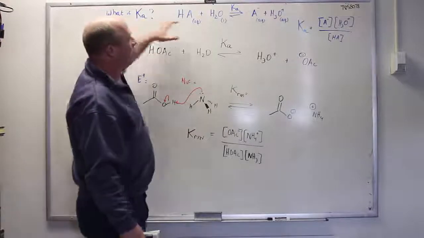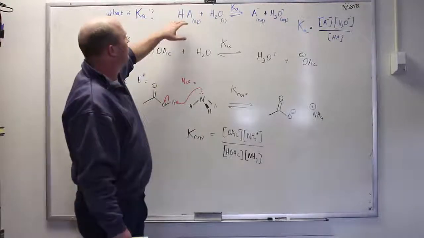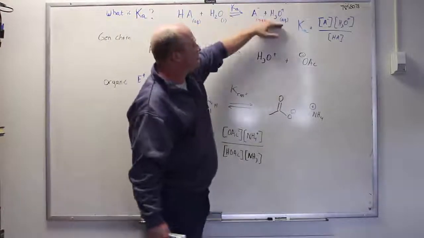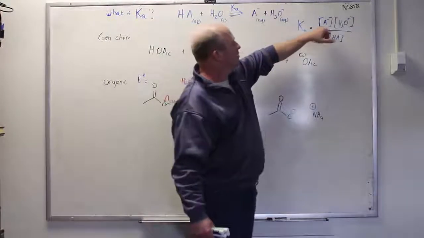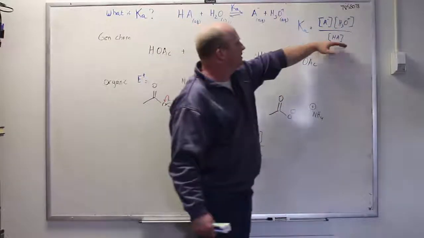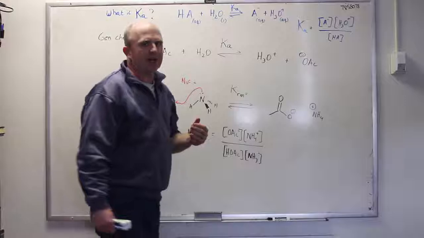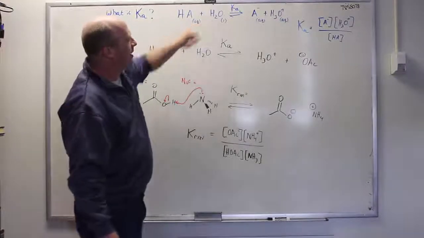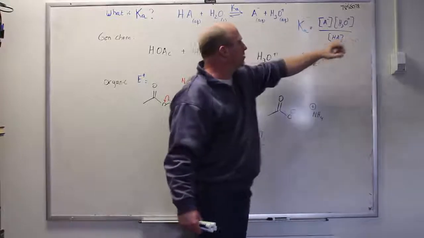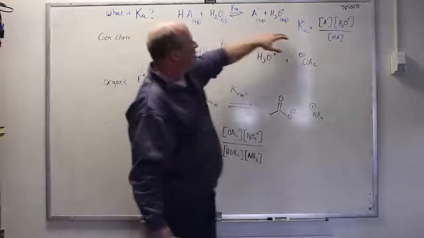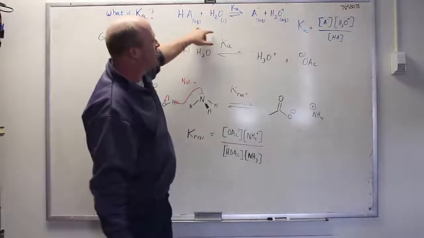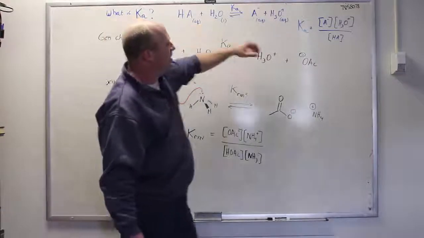So any weak organic acid can be described in these terms. Take the weak organic acid, add to it water, and you get A- and H3O+. The number is given by finding the concentration of A- and the concentration of H3O+ and dividing it by the concentration of the weak acid itself. We don't have water in there because it's a pure liquid, so it shows up here, but it's constant, so we ignore it. So anyway, the expression for Ka is always the concentration of the products over the concentration of the reactants, but since water is a pure liquid, we ignore it.